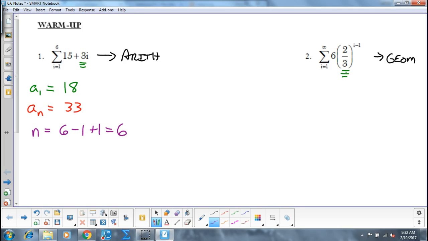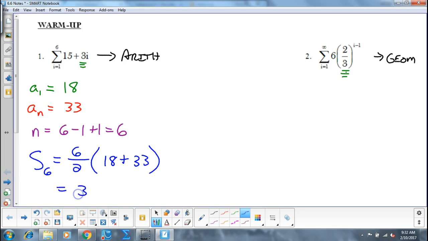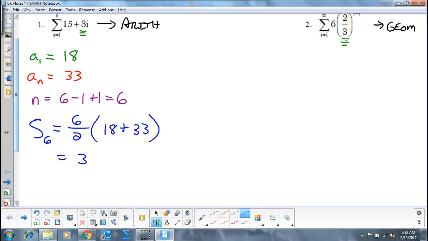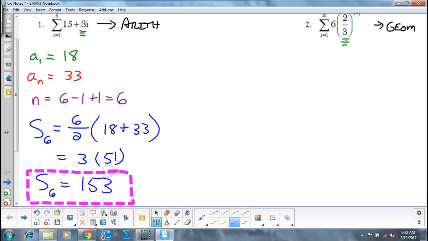So the sum here of the first 6 terms is going to be 6 divided by 2 times 18 plus 33. 6 divided by 2 is 3. 18 plus 33 is 51. 3 times 51 is 153. Good? Okay.